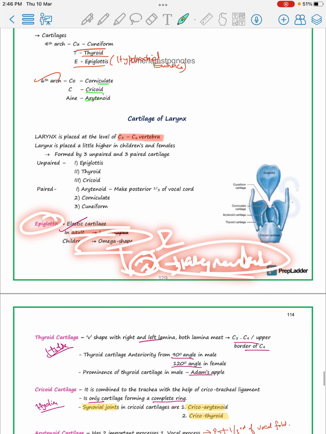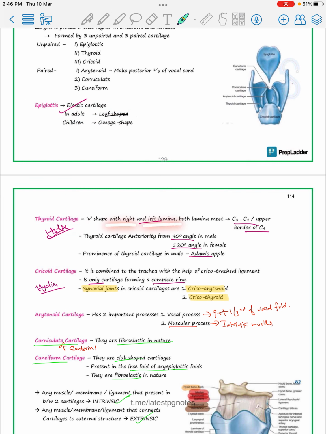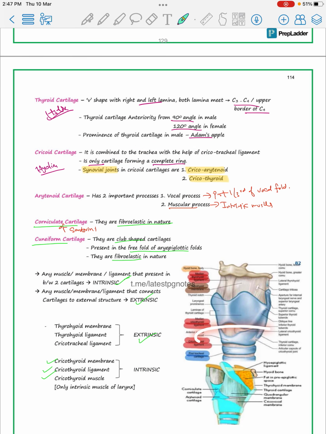Then this thyroid cartilage is in the shape of a V with the right and left lamina both meeting at C3 to C4. Okay, it's very important. C3-4, in males it is a 90-degree angle, and in females it is a 120-degree angle, the prominence. Then the cricoid cartilage is connected to the trachea with the help of the cricotracheal ligament. Okay, it is the only cartilage forming a complete ring. You can see here, this is the cricoid, the complete ring.